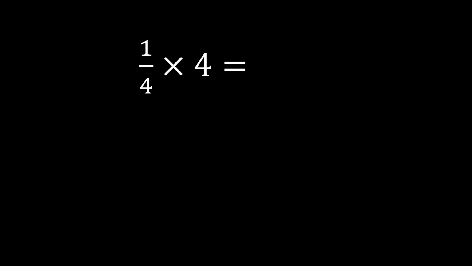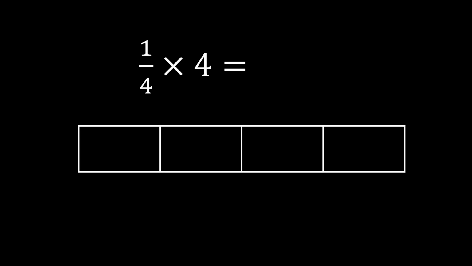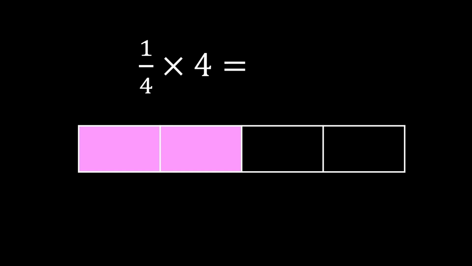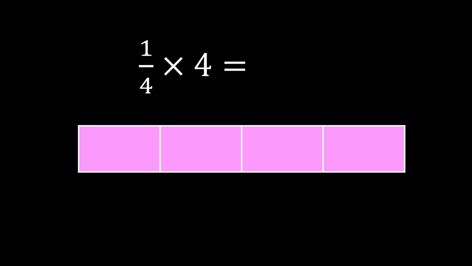This example is 1/4 times 4. To show this multiplication using a model, I'm first going to draw a whole and divide it into fourths. And I have 1/4 4 times. So I'll shade in 1/4 one time, two times, three times, four times. So that's 1, 2, 3, 4 fourths. And 4/4 simplifies to one whole. And we can see in our model that we shaded in the entire whole.